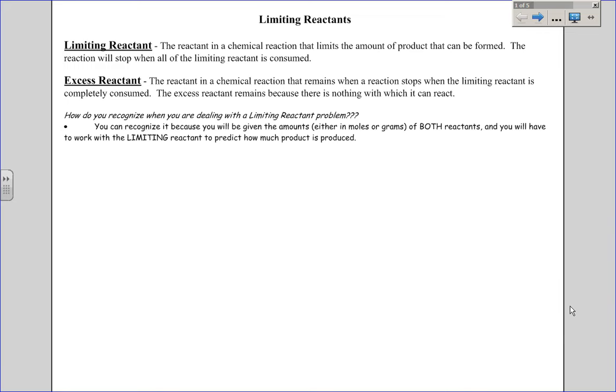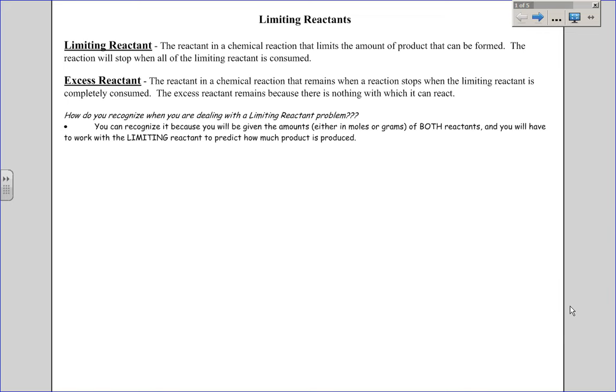In this lesson, we will examine how to identify that we have a limiting reactant problem when we are studying stoichiometry, and how to solve two different types of limiting reactant problems. One where we determine the amount of product that we would be able to produce from this kind of reaction, and the second type of problem is how to determine how much excess reactant is left over.